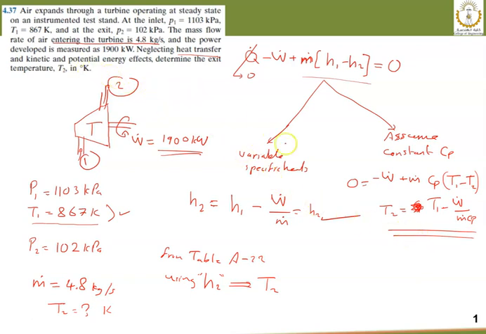In the question, if nothing is said, like in this question, then you are free to use either this method or that method. But most likely there will be a statement, for example, assume constant specific heat, then you will need to use this one. Or if it says assume or use variable specific heat, then you will need to use the tables.